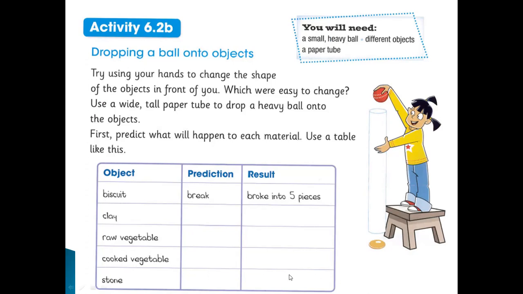So this depends on which kind of material you are using. And the prediction: it breaks or not break. You can use only two, no need for anything more. If it breaks, you write here break. If not, you write here not break, or unbreakable. After this, write the result. Broke into five pieces. If not broken, the same, not changed shape. A raw vegetable, if it changed shape or flat surface, you can also write this.